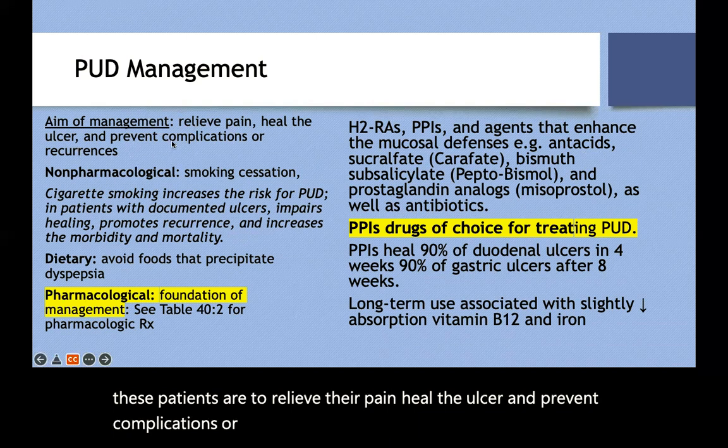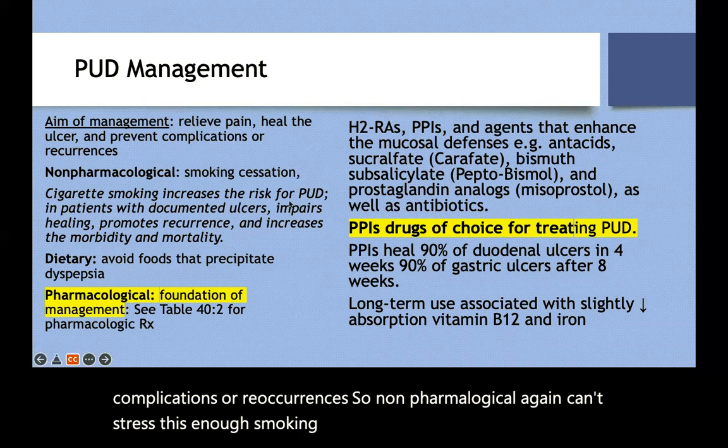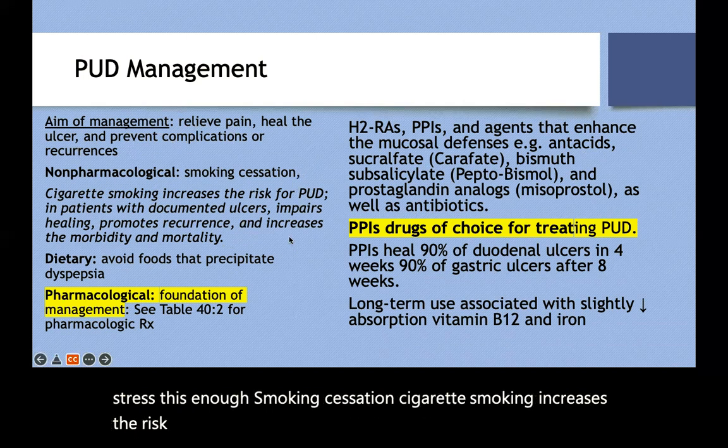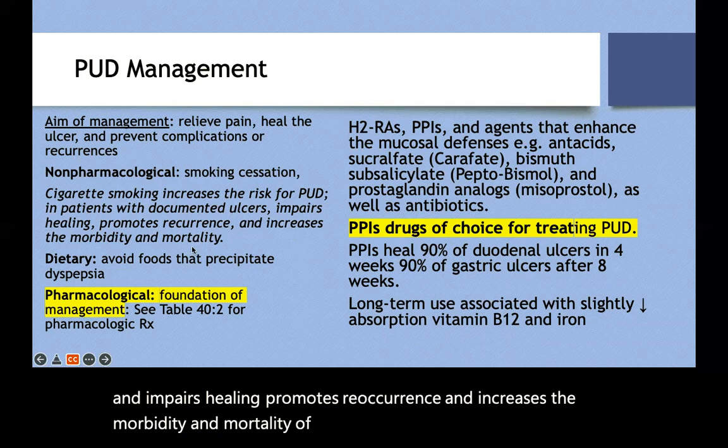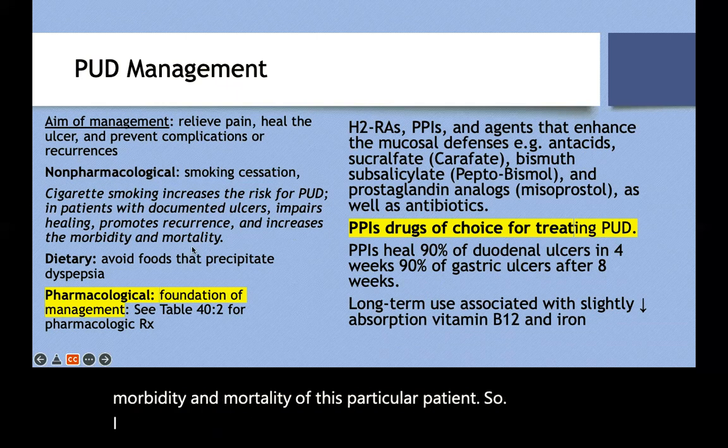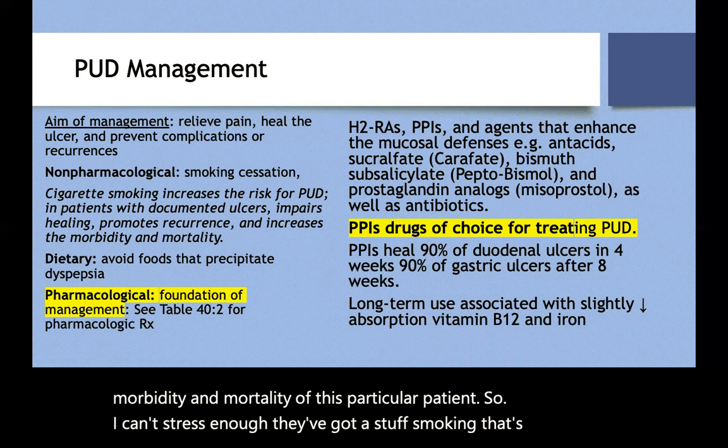So non-pharmacological, again, can't stress this enough, smoking cessation. Cigarette smoking increases the risk for peptic ulcer disease in patients with documented ulcers. It impairs healing, promotes recurrence, and increases the morbidity and mortality of this particular patient. So I can't stress enough, they've got to stop smoking. That's number one. Again, stop vaping.